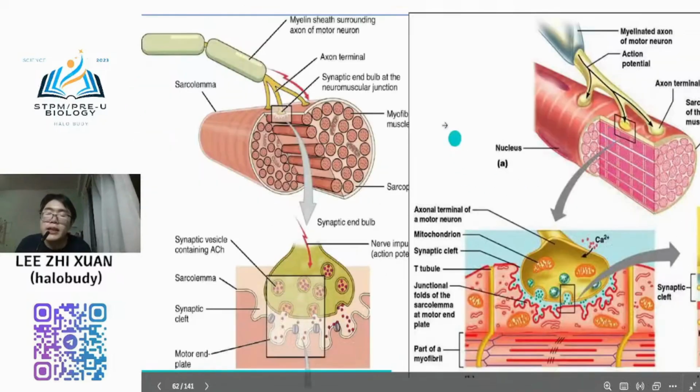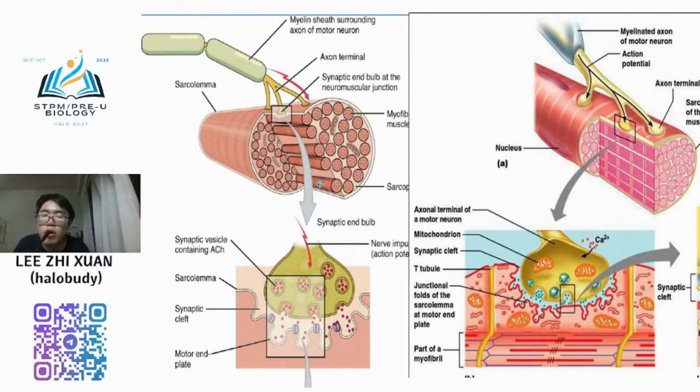So this is the basic structure of the neuromuscular junction. If you see this diagram, this is the motor neuron, or we call it the efferent neuron. When the electrical impulse is transmitted along the efferent neuron, it will finally reach the terminal branch of the efferent neuron. This will connect with the muscle tissue, the sarcoplasmic, which is the muscle fiber.